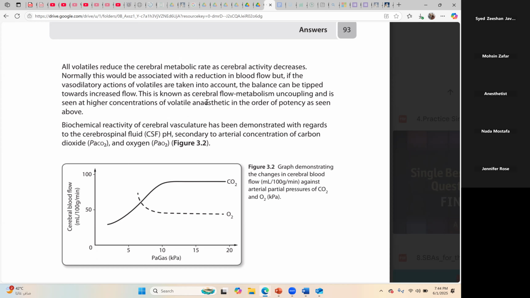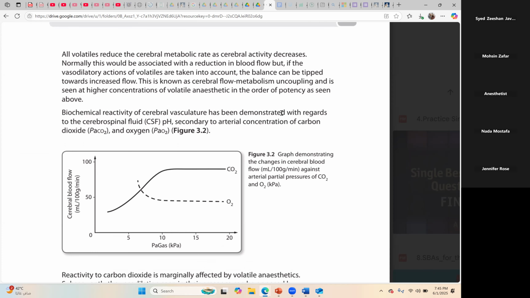So uncoupling means that there is more flow. Normally, if the activity decreases, blood flow should decrease. But here, because of the vasodilatory action, blood flow is increased. It can be tipped towards increased flow. So this is cerebral flow metabolism uncoupling, and it occurs at higher concentrations of volatiles in order of potency as seen above.